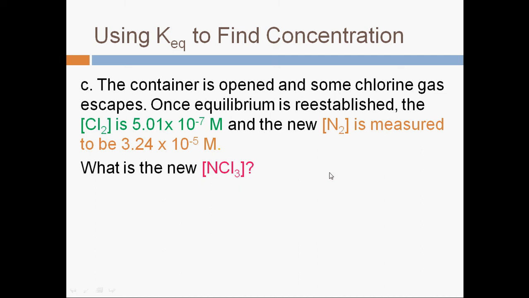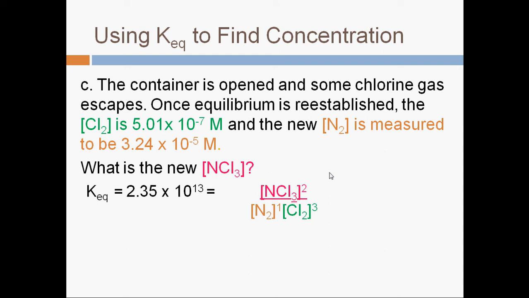From that, we want to figure out what the concentration of our NCl3 must be. Now here's the cool thing about an equilibrium constant. It stays the same. Now that I've already calculated that my equilibrium constant for this reaction is 2.35 times 10 to the 13th power, it's always going to be that. So even though I went in and messed with my system a little bit, I can still use the same KEQ value even though my concentrations have changed.